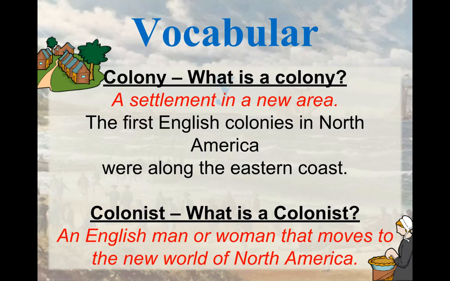Vocabulary. So the first vocabulary term that you're going to be recording is colony. What is a colony? A colony is a settlement in a new area. Anything that you see in red, you're going to be recording on your sheet. The first English colonies in North America were along the eastern coast.